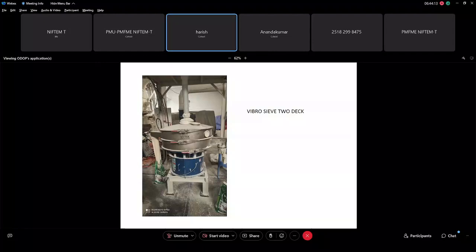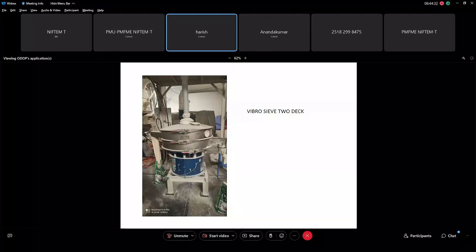So this is the test sieve I am talking about, but this is the industrial and commercial sieve. The same thing happens here also. From here the material will fall on top. Whatever overtails are there will come here and go again for grinding. And whatever material comes at this bottom is our product.